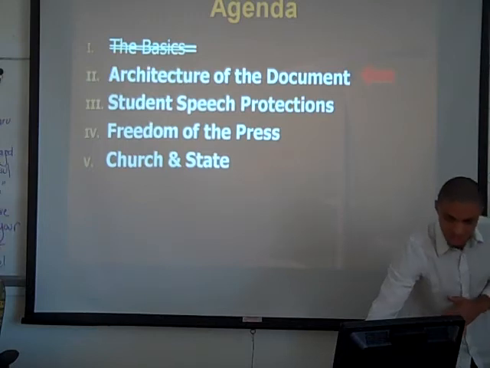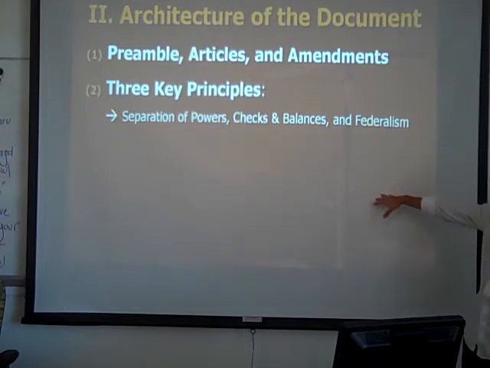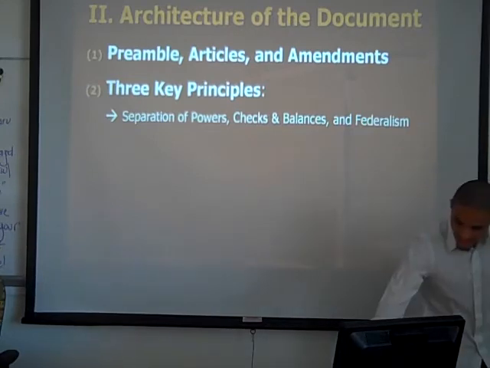Let's move on to section 2, architecture of the document. This section is divided into 2 parts: first, the basic organization of the document, the preamble, the articles, and the amendments. And the second, the big part of this section, is the 3 key principles: separation of powers, checks and balances, and federalism.